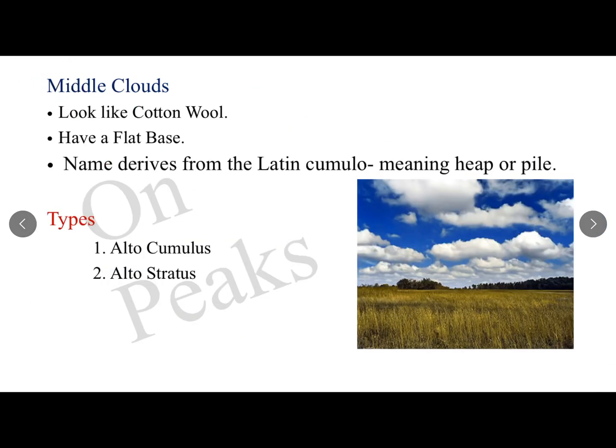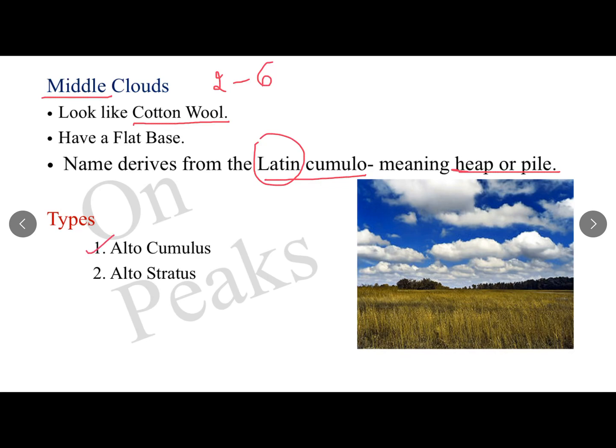Coming to the next type of cloud, these are middle clouds. We all know these are formed from 2 to 6 kilometers above the earth's surface. The main characteristic is that these look like cotton or wool. They are bulky clouds. As we say, these are also called cumulus clouds. The name cumulus comes from Latin, and the meaning is heap or pile. As we already said, middle clouds look like a cotton ball or wool ball, so the name also means heap or pile.